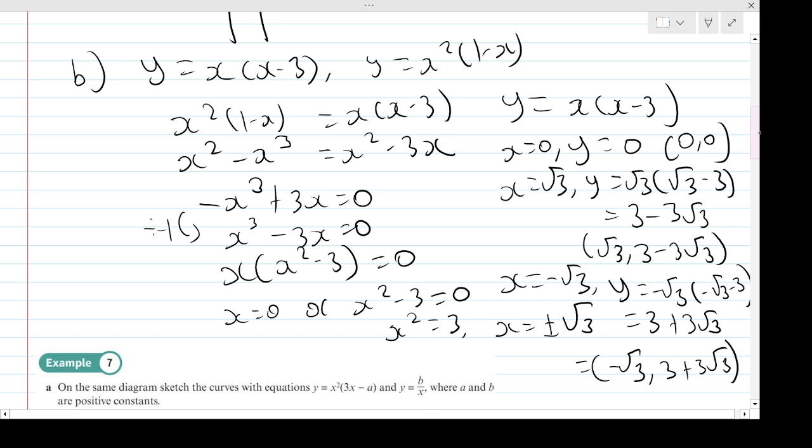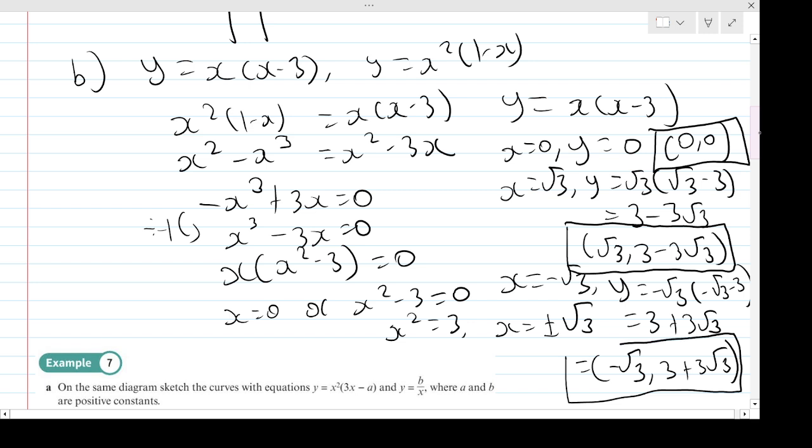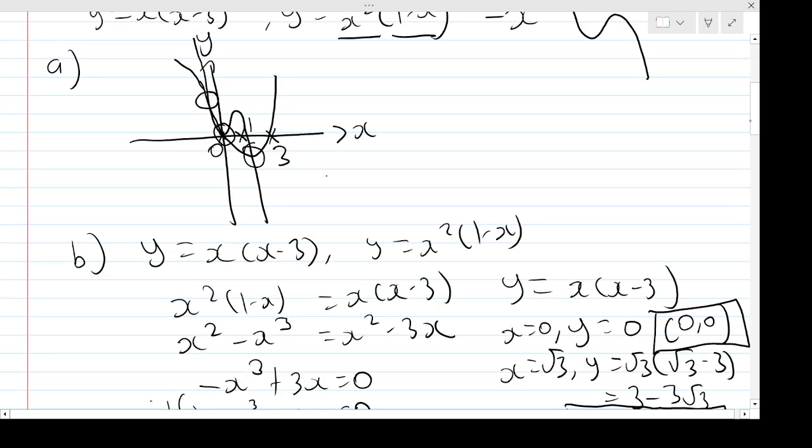So that's our three coordinates then. The coordinates are 0, 0; root 3, 3 minus 3 root 3; and minus root 3, 3 plus 3 root 3. So those correspond to the points of intersection that I've labelled, right? So again, that would be minus root 3 for x, there. Obviously, that would be the origin, x is 0, the other point of intersection. And then the last one there is going to be when x is positive root 3. Okay, so that's corresponding to the points that we've worked out. Okay, cool. There we are.